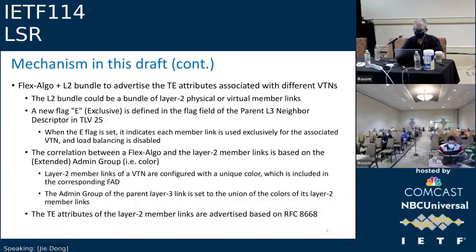And for the correlation between a Flex-Algo and the layer 2 member links, this is based on the extended admin group or color. Basically, each layer 2 member link is configured with a unique color, which is used as an include rule in the corresponding FAD. And the admin group of the parent layer 3 link is set to the union of all the colors of its layer 2 member links. With this mechanism, we can ensure that each Flex-Algo is associated with the parent layer 3 link, and in the forwarding plane, the traffic will be forwarded using the corresponding layer 2 member link. And the TE attributes of the layer 2 member links are advertised based on the existing RFC 8668.